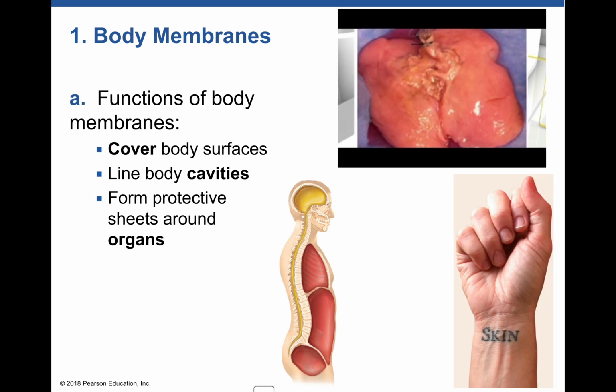So let's go back just a tiny bit. I want you to remember that membranes cover body surfaces, they line body cavities, and they form protective sheaths. So remember that about body membranes.